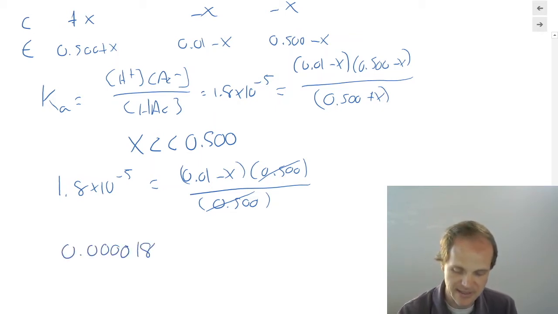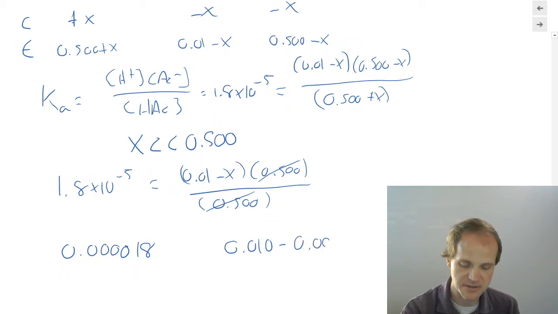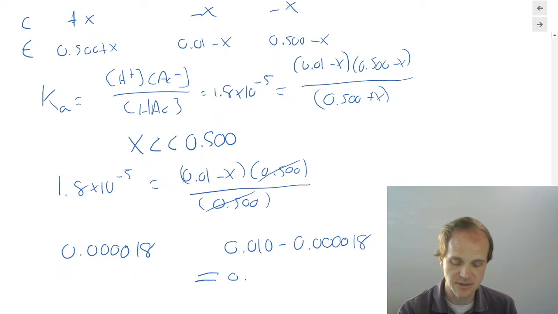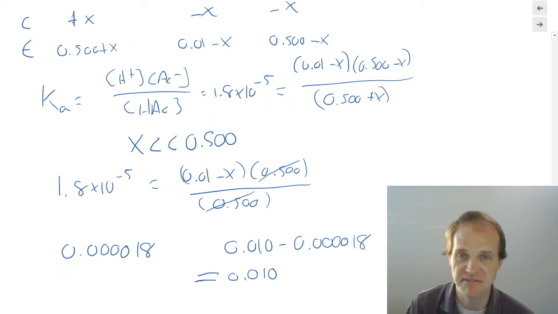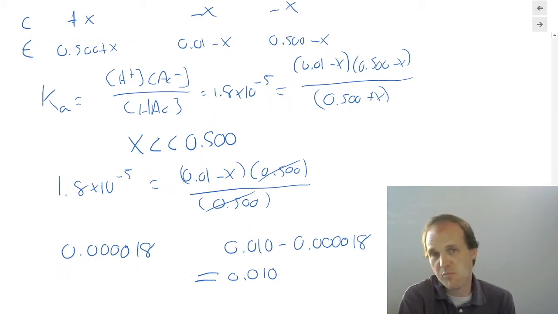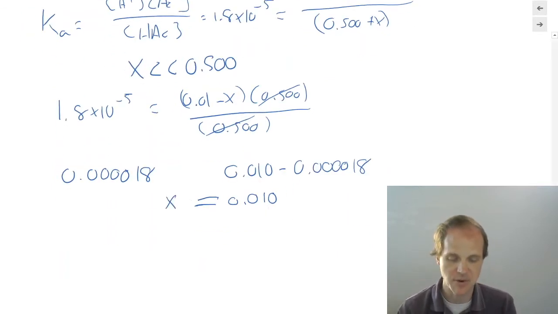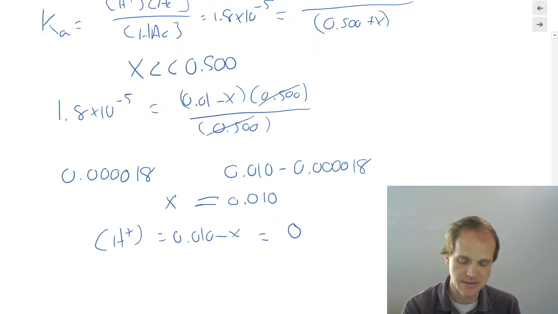0.000018. Even if we had one more significant figure, which I probably should have been writing down, 0.010 minus 0.000018. If you do your significant figure rules, that is 0.010, right? You can't keep track of the significant figures of the 1.8 times 10 to the minus fifth because it's so small. So you get that x equals 0.010, and therefore the concentration of H plus is 0.010 minus x, which is 0.